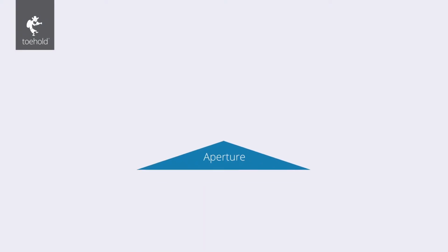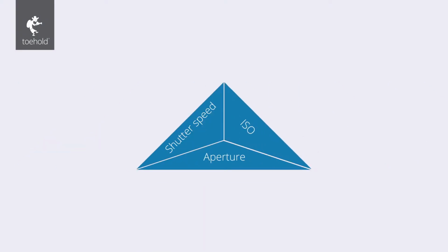That means we need to control the amount and duration of light going through the sensor. There are three channels through which you can do this. These three constitute the famous exposure triangle. They are aperture, shutter speed, and ISO.